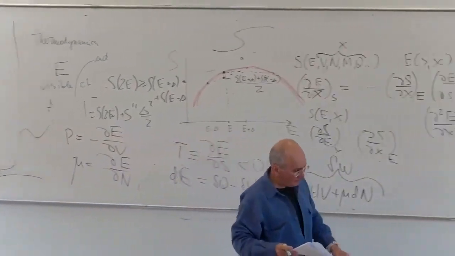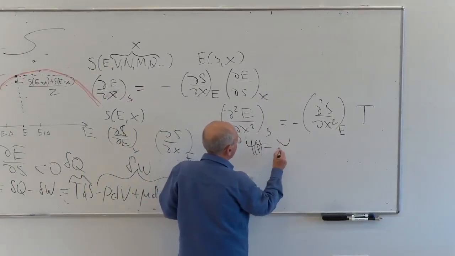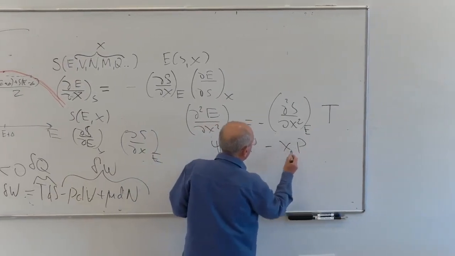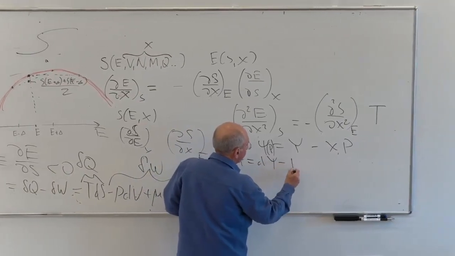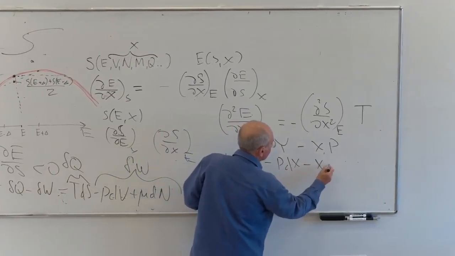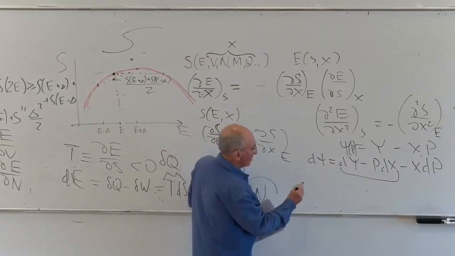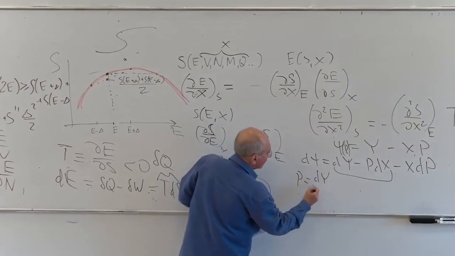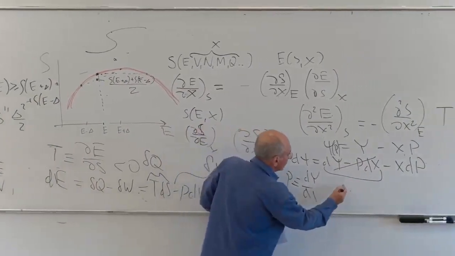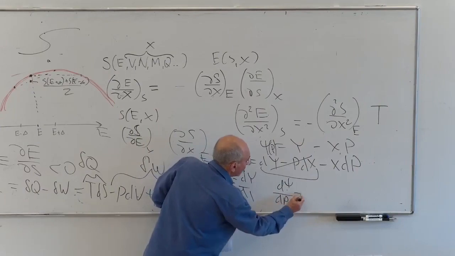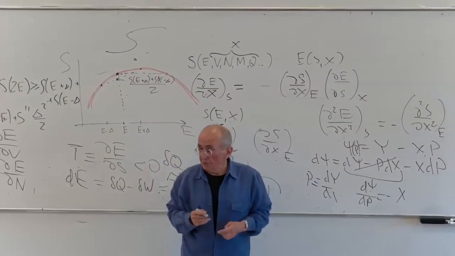Let me write it here. Psi of p, y minus xp, d psi is dy minus p dx minus x dp. Now, these are equal to each other. By definition, p is dy dx. Right? That means that d psi dp is minus x. It defines inverse Legendre transform.